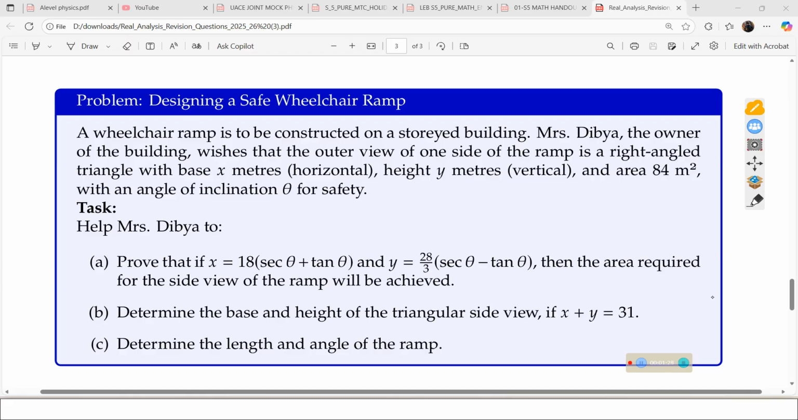The task is to help Mrs. Divya. Part 1: prove that if x is equal to this and y is equal to that, then the area required for the side view of the ramp will be achieved. Part 2: determine the base and height of the triangular side view if x plus y is equal to 31. And lastly, determine the length and angle of the ramp. So let us look at the required responses.